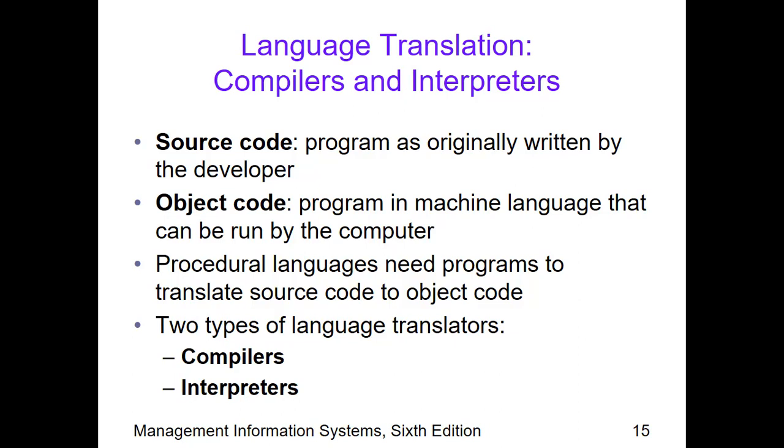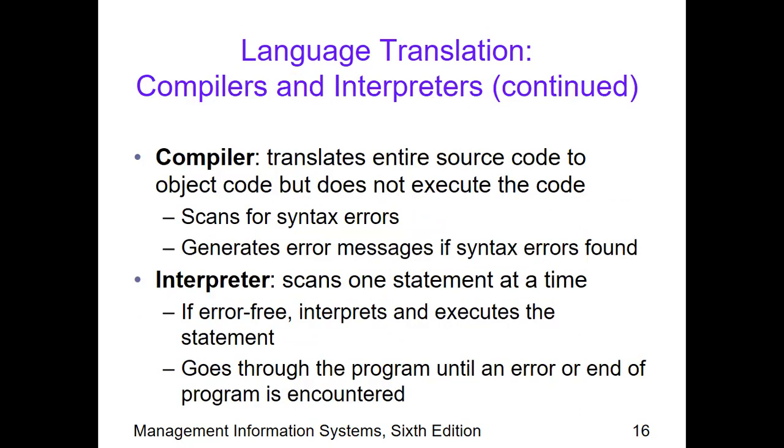So anything that can produce a certain output, a series of instructions and steps, we call that a program, of course. Two types of language translators: compilers and interpreters. A compiler translates the entire source code to object code, but does not execute the code. So simple translation. This can scan for syntax errors and generates error messages if syntax errors are found.